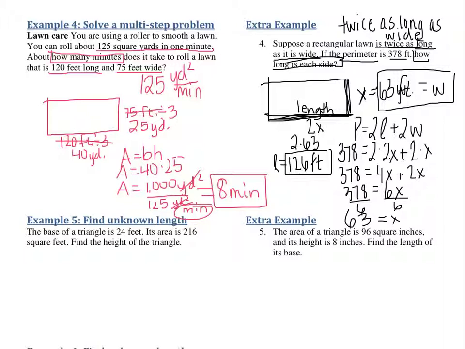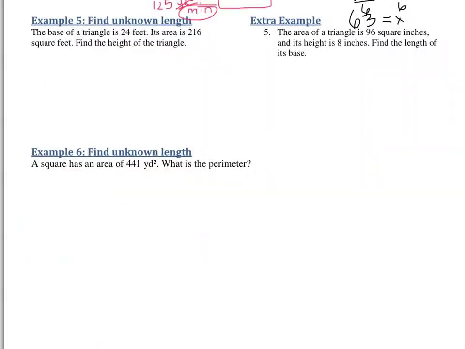All right, let's look at the next problem here. Example 5 says find the unknown length. So looking at this problem, the base of a triangle is 24 feet. So we know we've got to draw a triangle in here. So my triangle, a triangle right here. My base I'm going to put down here at the bottom, and it says that's 24 feet.